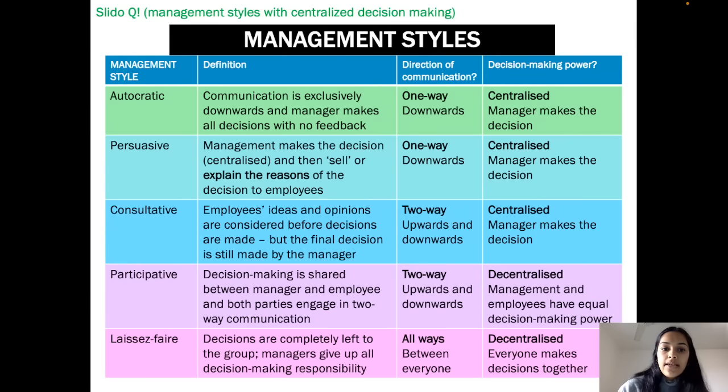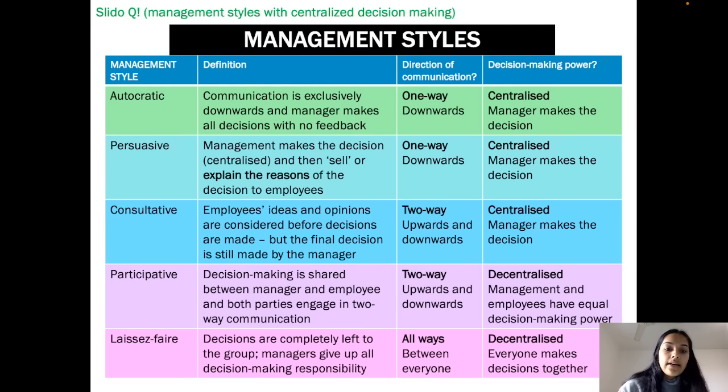With persuasive, this is where the management makes the decision, so centralized, and then they take that extra step to sell or explain the reasons for the decision, or actually justify the decision to employees. So the manager is making the decision, but then they're justifying that decision to their employees. They're saying, you have to undergo training because you have to increase your knowledge around this particular software. So justifying why they have to undergo training, as an example. And therefore the direction of communication is still one way, and the decision-making power is centralized as well.